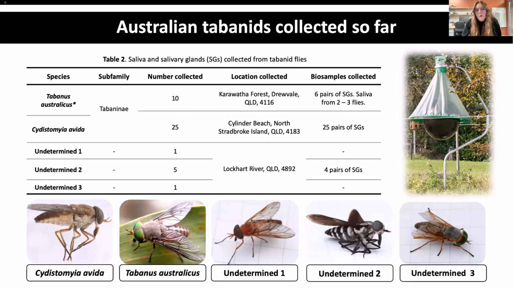And because we collected quite low numbers of them, it's not really worth it. Because what we found so far is the salivary glands are very difficult to dissect from these flies to begin with. And actually then extracting or getting RNA is also a challenge again. So far we have been able to get saliva samples from Tabanus australicus and also do a thorax transcriptome on it.